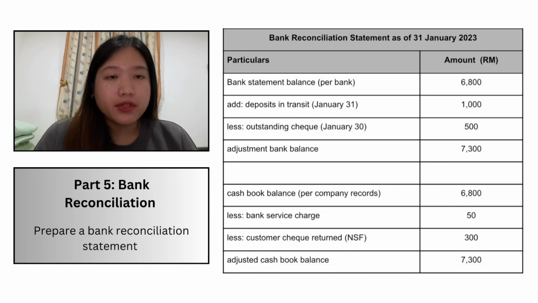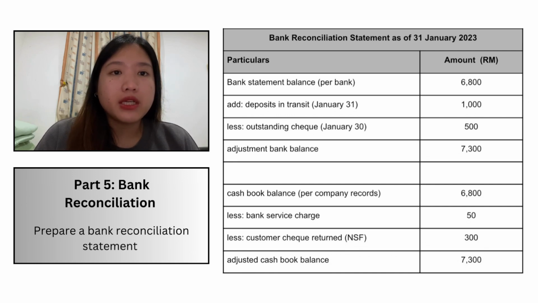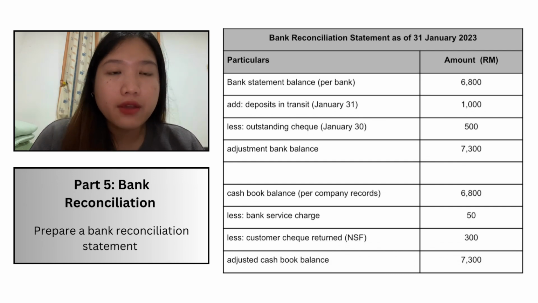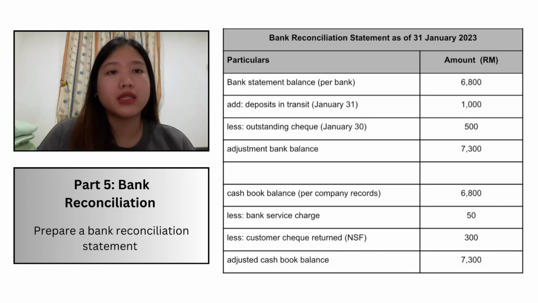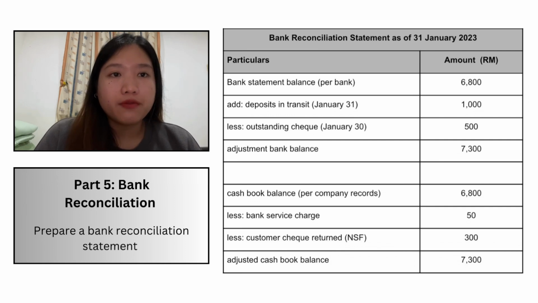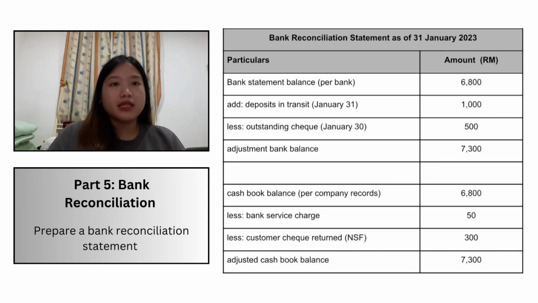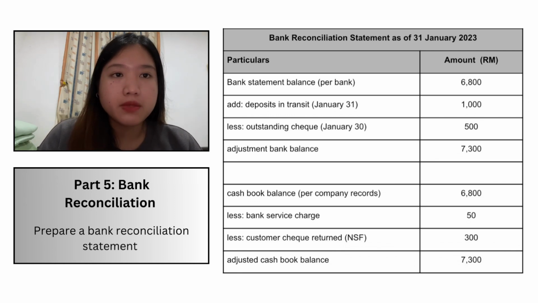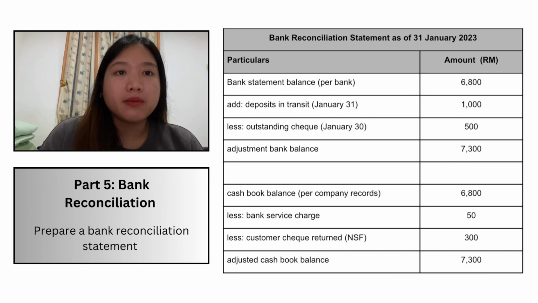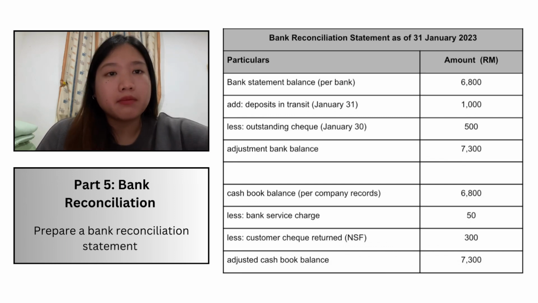As of 31st January 2023, QPS Trading received a bank statement showing an ending balance of 6,800. However, after comparing it with the cash record, the following discrepancies were identified. For the first one, deposit in transit, 1,000. A deposit of 1,000 made on 31st January was not reflected in the bank statement. This is a timing issue because the deposit was made late and will only be recorded by the bank in February. This amount is added to the bank statement balance.